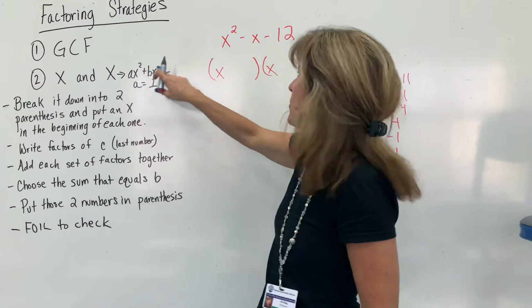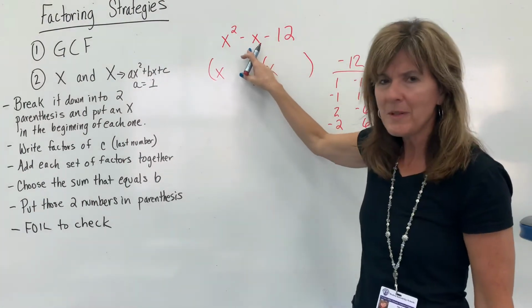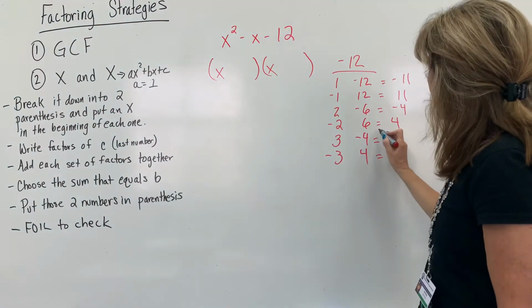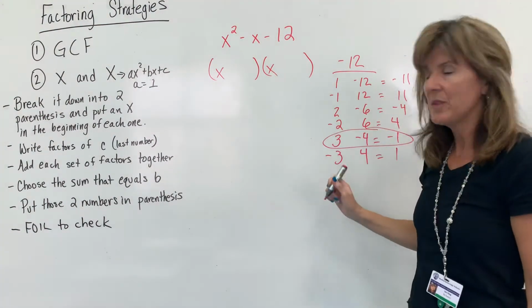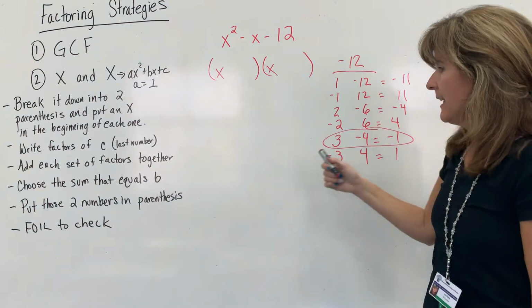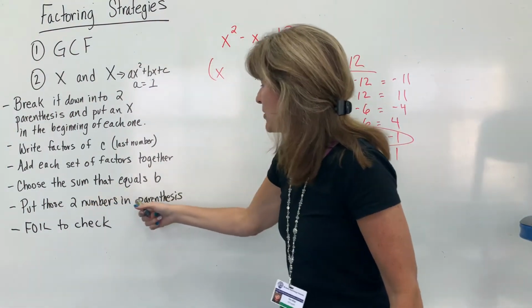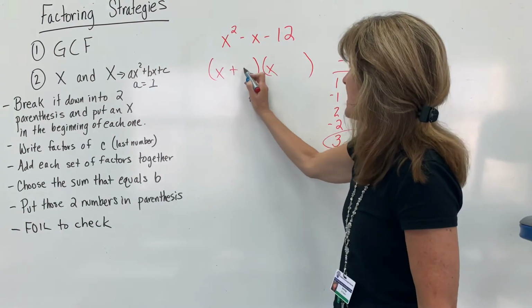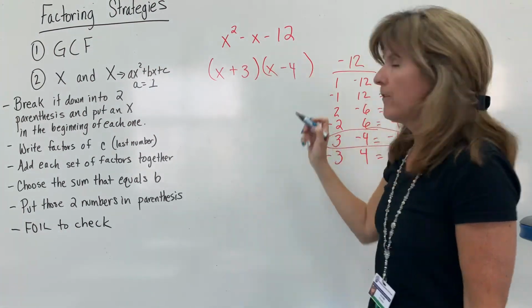B is that middle coefficient. The middle coefficient, do you remember what we said B was? -1. So -1 is here. So I'm going to choose -1, put these 2 numbers in the parentheses. I have a 3 and a -4. So I'm going to put a +3 and a -4.